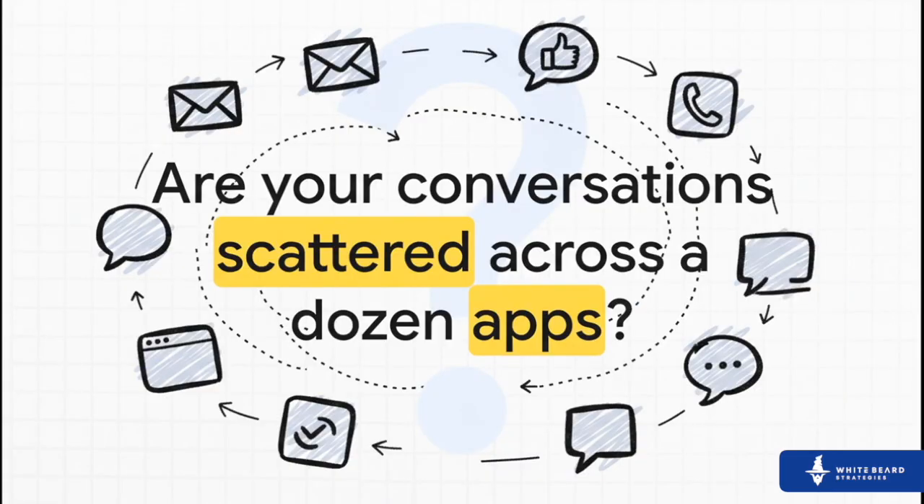So, does this picture sound familiar to you? You're jumping from your email to your Instagram DMs, then you're checking the little chat bubble on your website, all while trying to remember if that one really promising lead texted you or was it a phone call. It's just this constant frantic shuffle, and honestly, it's just not sustainable.